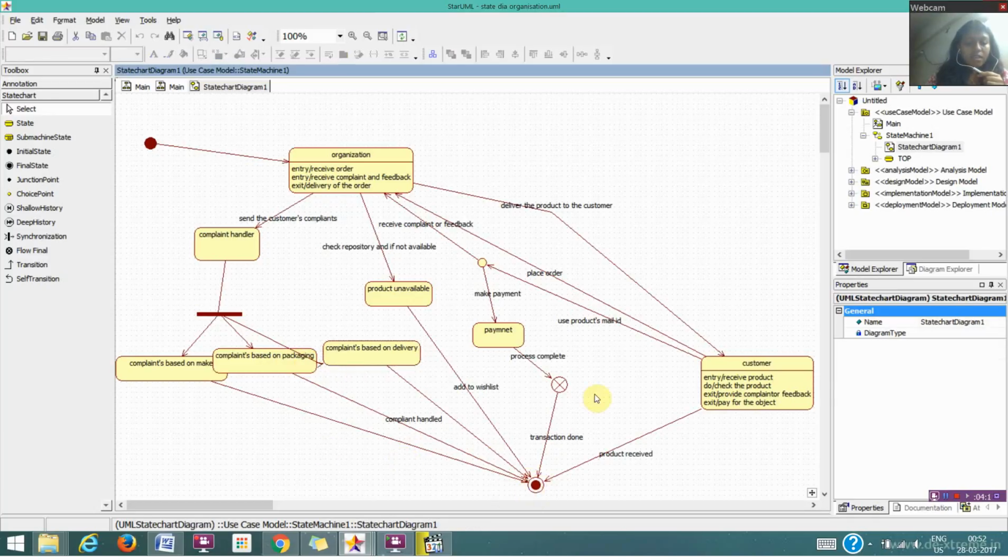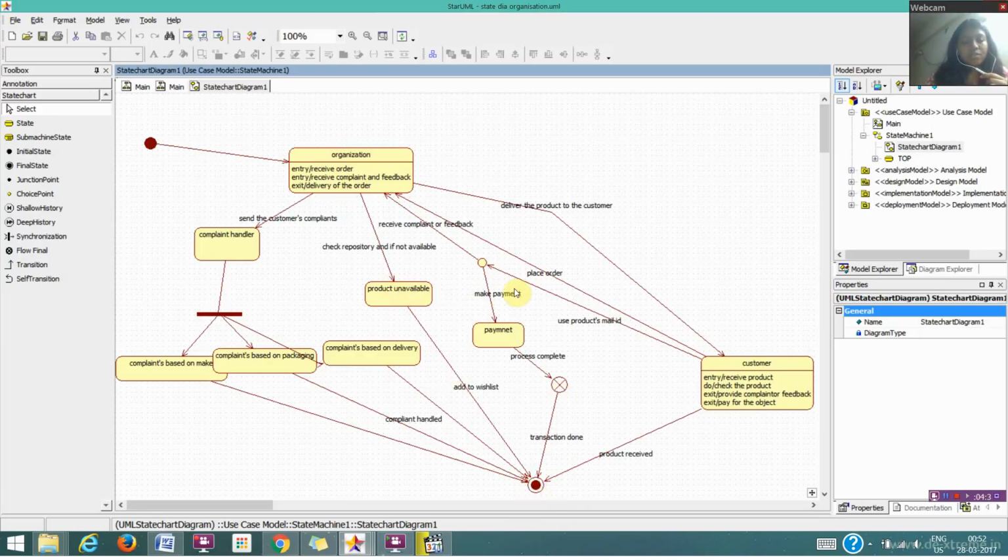This is the final state. So if it is going to be a payment, the customer just has to make the payment, and the payment is made using this payment object, and the process is complete. This one here is called a flow final. It basically denotes that after this there is not going to be any other transition to a different state. It just directly ends up with the final state.